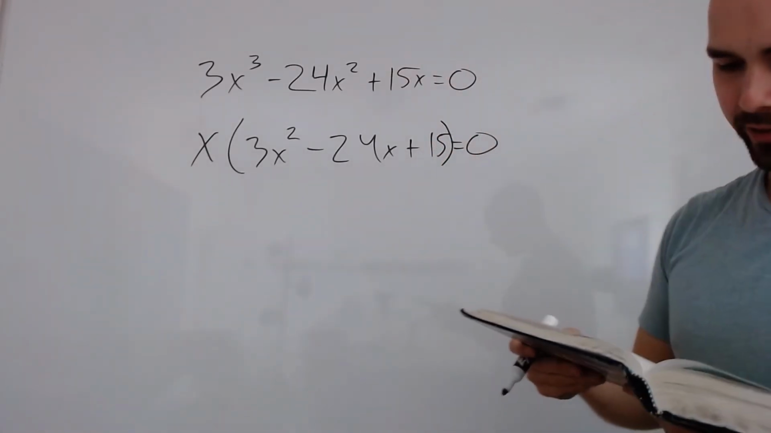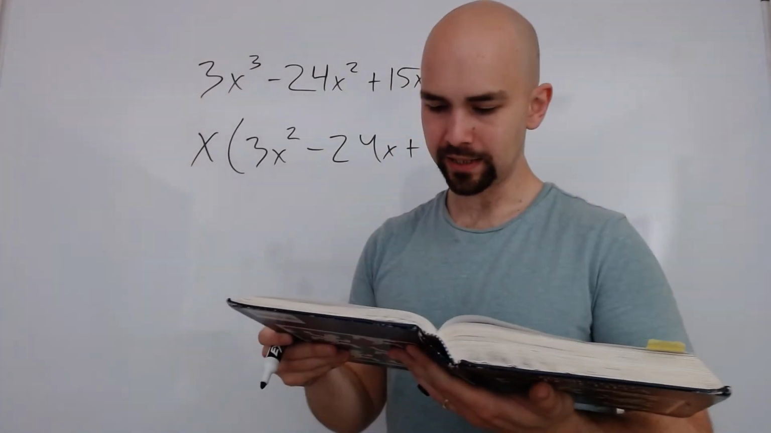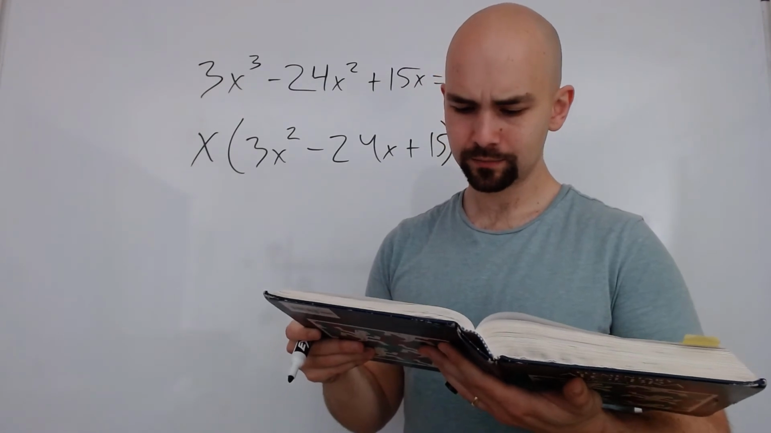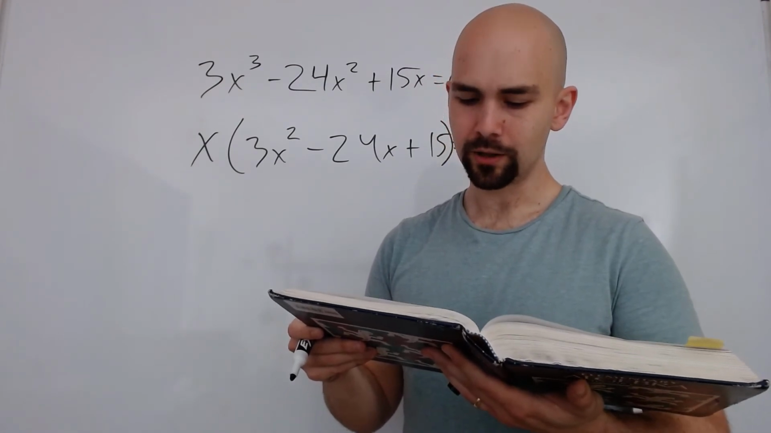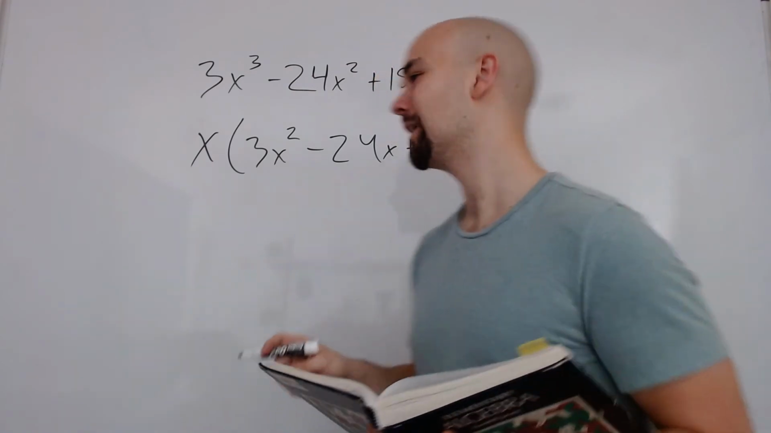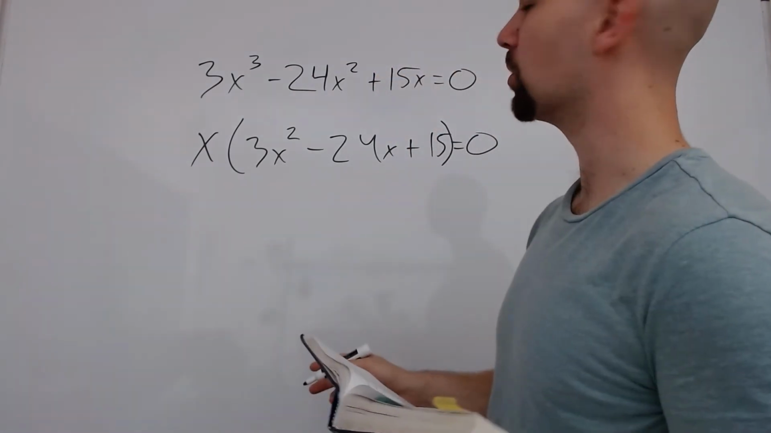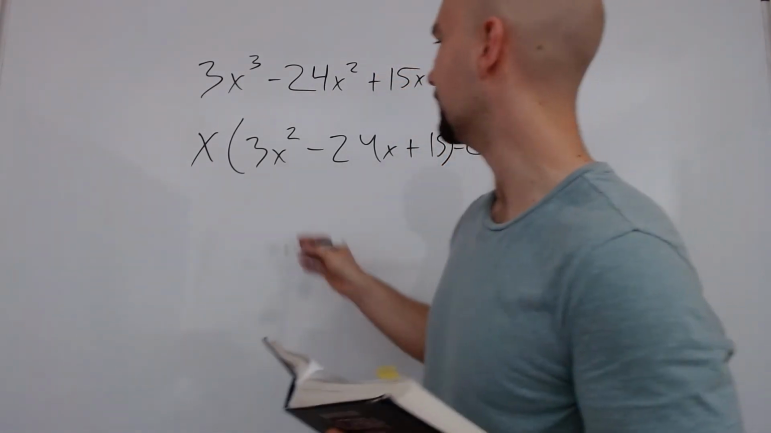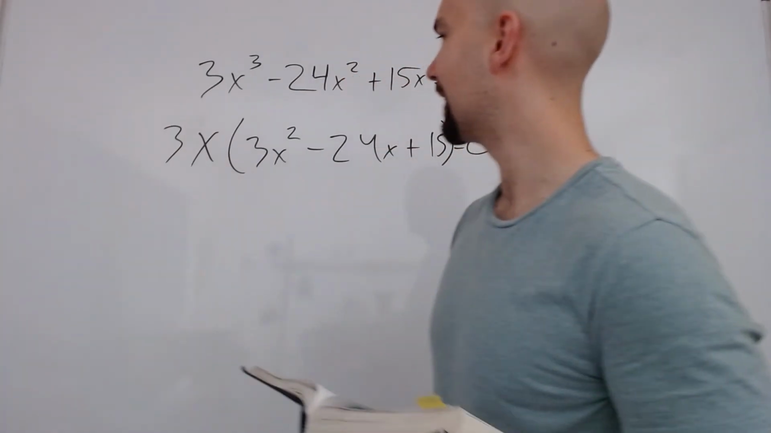The next thing I would do, generally speaking, did I copy this one wrong? Oh no, I didn't copy it wrong, but what I did do wrong is I didn't notice there's actually more you can factor out. Not just the x, but the 3, because they're all multiples of 3. So I can factor out 3x.